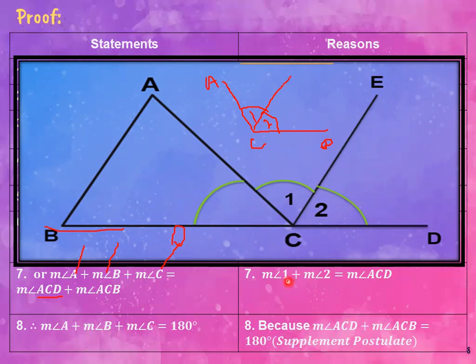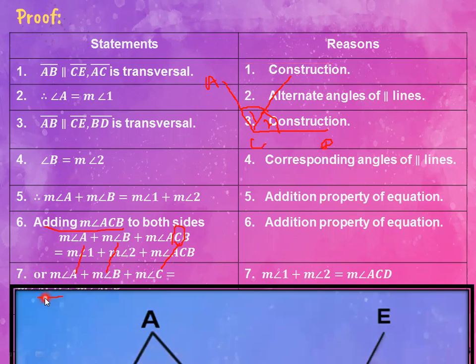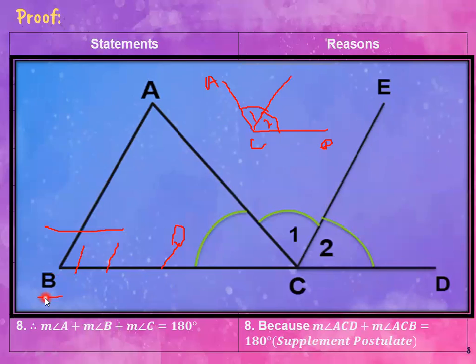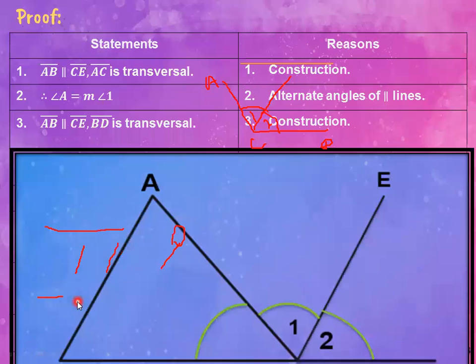Okay, so measurement of angle 1 plus measurement of angle 2 will be equal to measurement of angle ACD. So instead of writing here angle 1 plus angle 2, you will replace angle 1 plus angle 2 with measurement of angle ACD. You will write it down here, measurement of angle ACD. Understand? Now move on to the last step, this one.